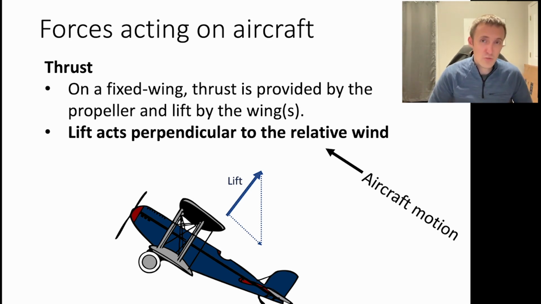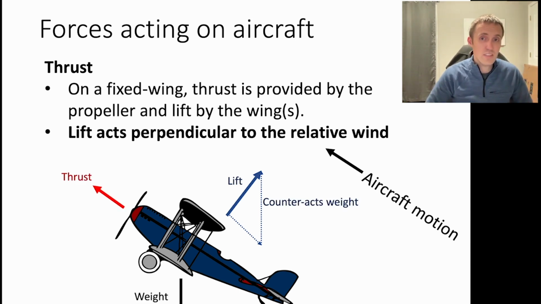And as I said, on a fixed wing, thrust is provided by the propeller and lift by the wings, so two separate things. And here's the important thing. Lift acts perpendicularly to the relative wind. So if the aircraft is going up, as in this example, the aircraft motion is up and to the left, the lift generated will be perpendicular to that relative wind, which is coming against the aircraft. And that lift, in this case, is going to have different components. Different components are going to act against different forces. There's going to be one component of the lift which is counteracting the weight of the plane, and in this case there's actually going to be a component of the lift which is acting against the thrust.